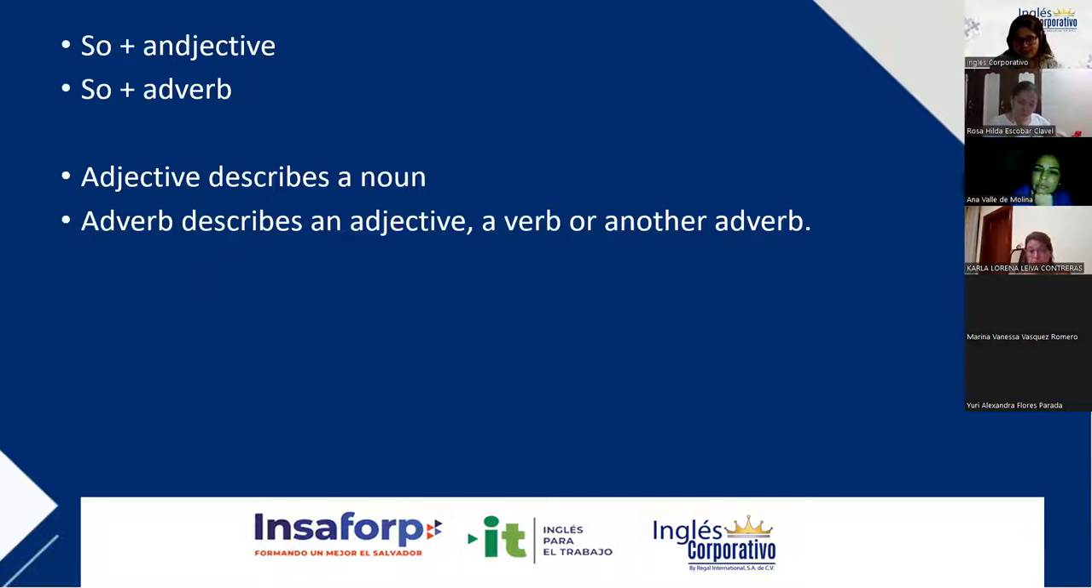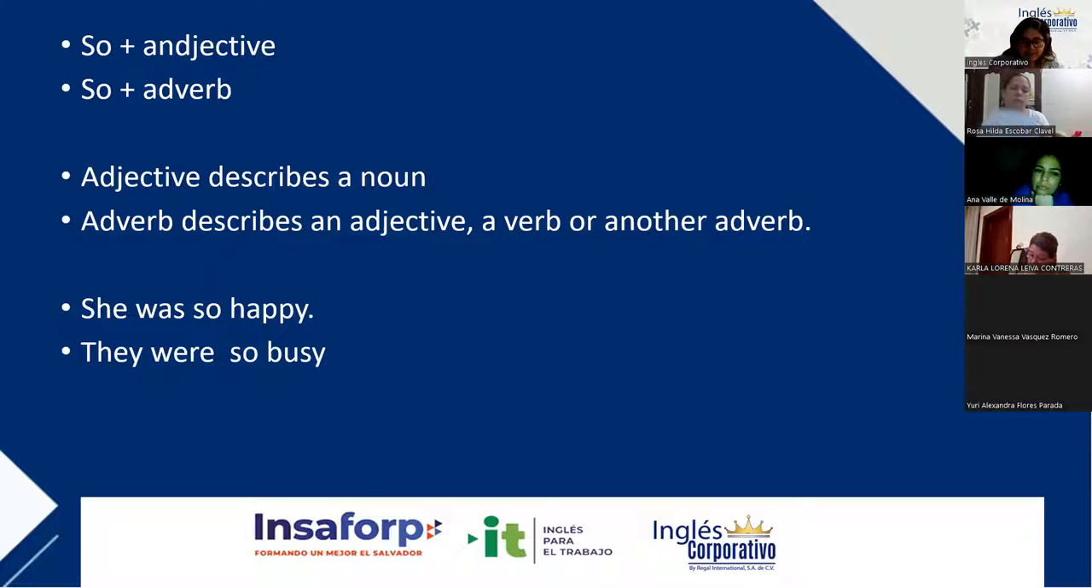They were so quiet. She was so happy. This happy is describing she, right? She was so happy. They were so busy. So they were so busy that they didn't have lunch. Aquí le podemos dar como un poquito más a la oración. They were so busy that they didn't even have lunch.